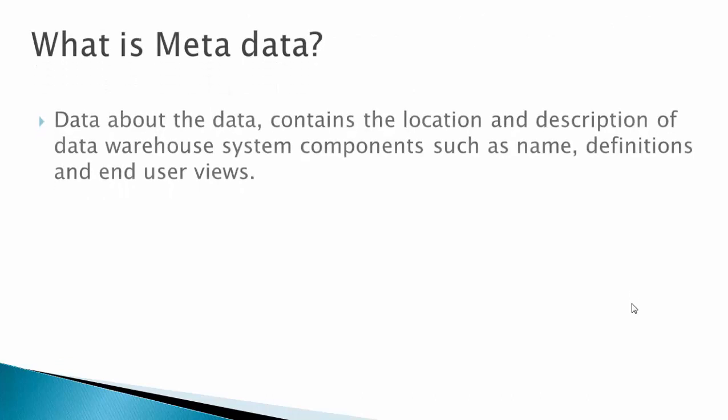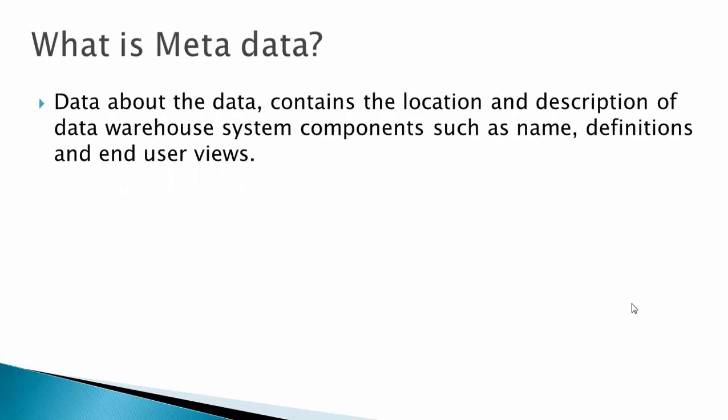What is metadata? Of course, we know the simple definition. Metadata is nothing but data about data. So what is actually metadata with respect to the data warehouse or Informatica? Data about data is nothing but the metadata, which contains the location and the description of data warehouse system components. For example, name, definitions, and end user views, etc.